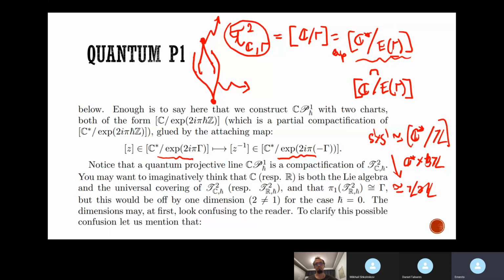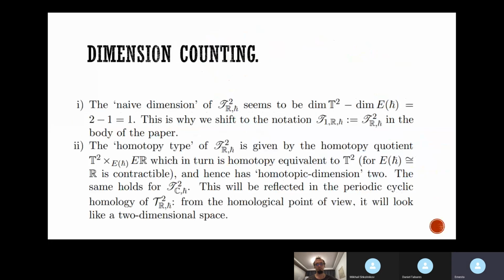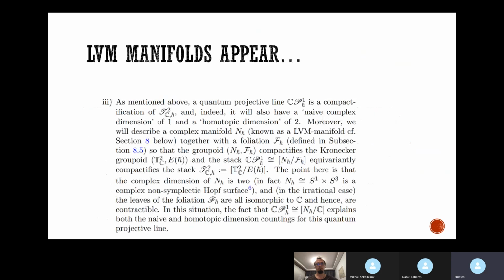So again, the naive dimension seems to be 1. This is the naive dimension, but the homotopical dimension is 2. And the same happens for CP1. The naive dimension will be 1, but the homotopical dimension will be 2. And what is going on is, even CP1 will have this homotopical dimension of 2. So when H is equal to 0, this is an interesting story. When H is equal to 0, CP1 with H equal 0 is not exactly equal to CP1.